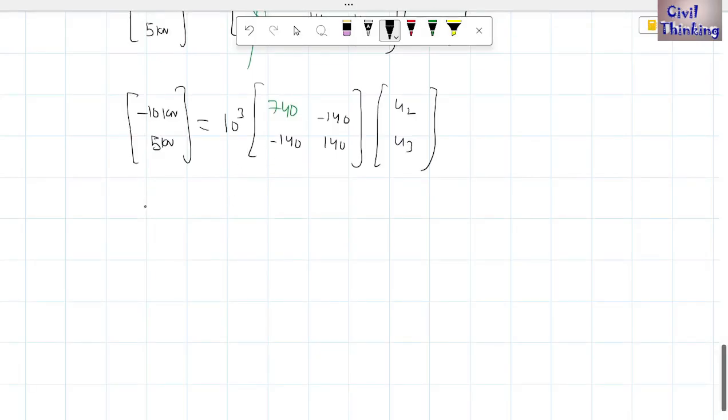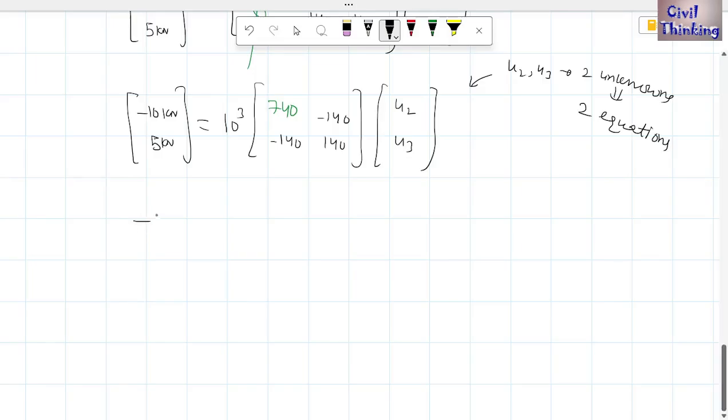Now, how many unknowns do we have? U2, U3, right? So we have two unknowns, which means we need two equations. If we have two equations, we can solve the system of linear equations, because they are linear equations, to find the two unknowns, okay? So we will formulate the first equation, then the second equation.